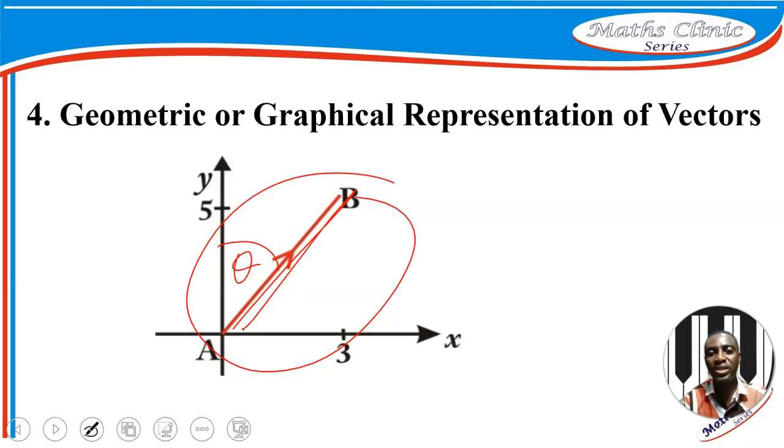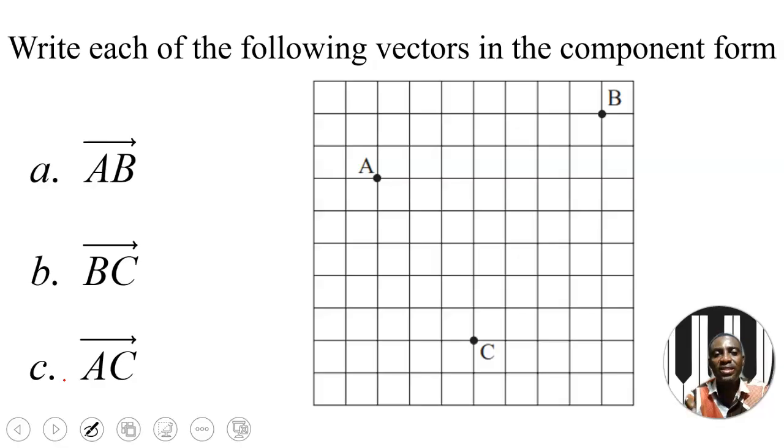I'm sure this has really helped you in understanding how to represent vectors. The final thing we have to do is an assignment I want to give you. And the first assignment is that you pause this video, okay, and then you answer the question. Write each of the following vectors in the component form. For example, you have vector AB, okay. Now vector AB, that means we are at A and we are heading towards B. What will be the vector in the component form?